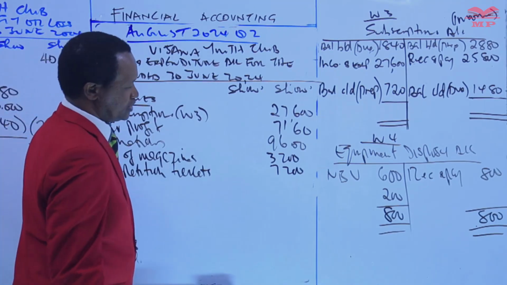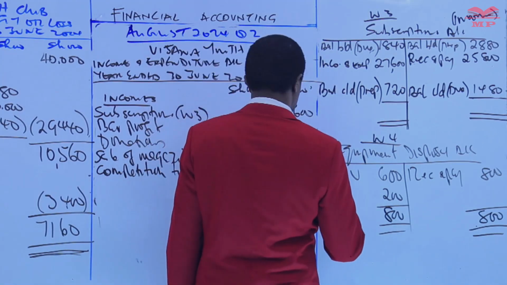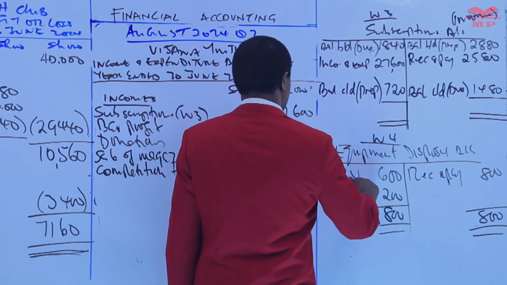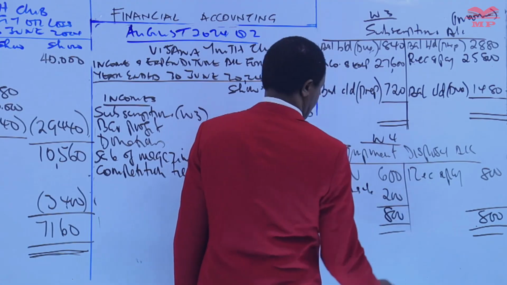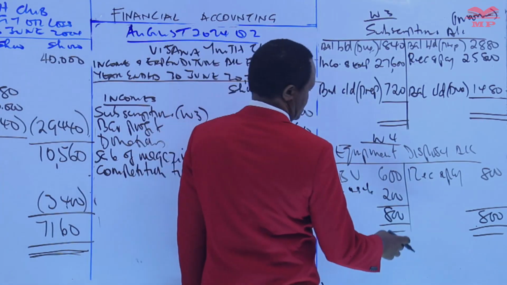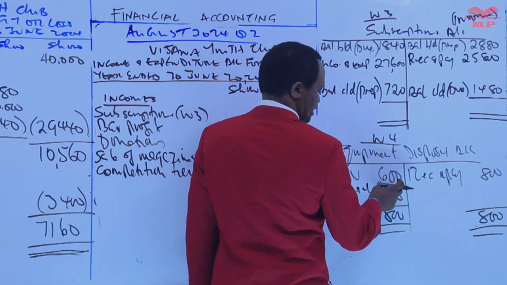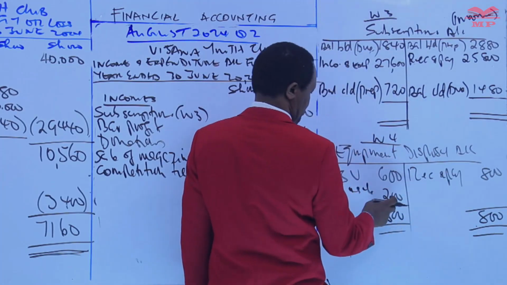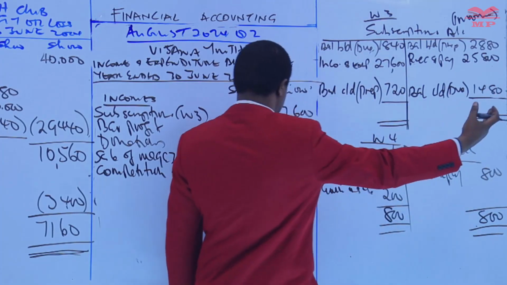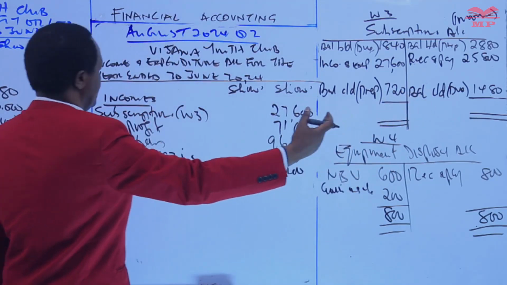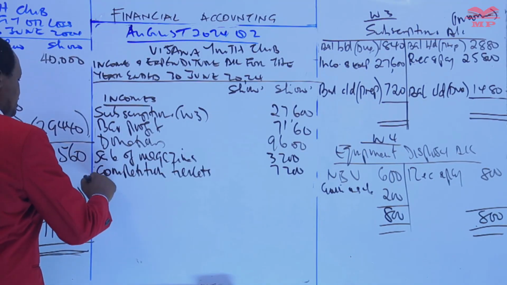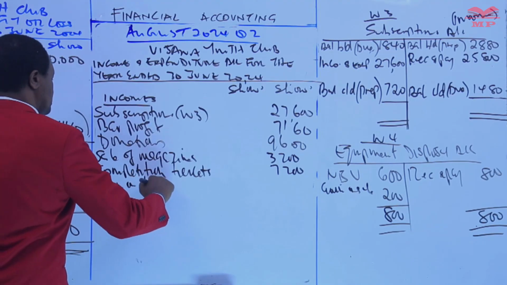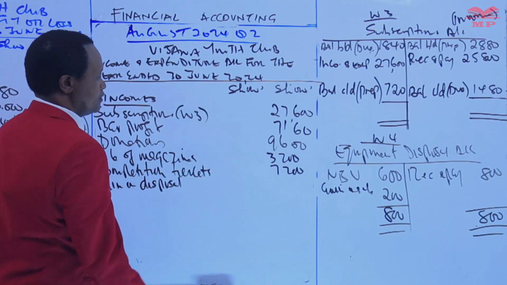I see someone has said gain. This is true. This is a gain on sale of equipment. This is a gain because the net book value is 600. The company was paid 800. So there's an increase here, which is a gain. So that's why we are debiting this account, then crediting the income and expenditure. Gain on disposal, 200.